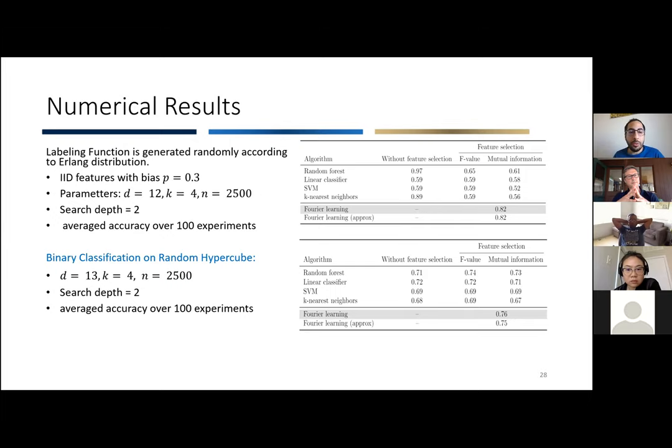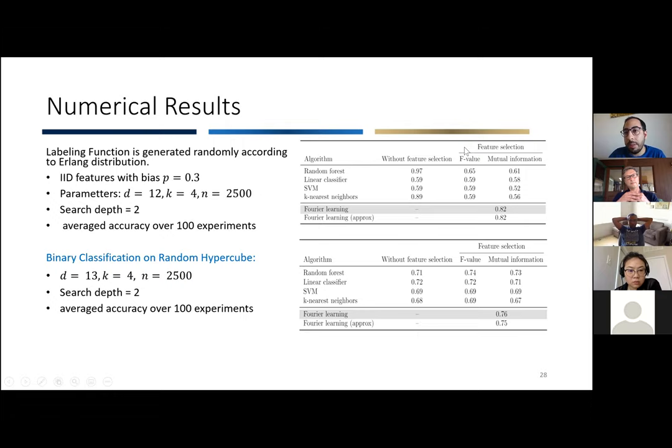We have binary IID features that are generated with bias P, which is taken to be 0.3. Then we generated the labeling function randomly through some Erlang distribution. Here we put these parameters. The dimension is 12, and K is 4, meaning that we want to select 4 features out of 12 features. We have 2,500 samples. We take only depth-2 search, so the parameter T is 2. And here are the results.